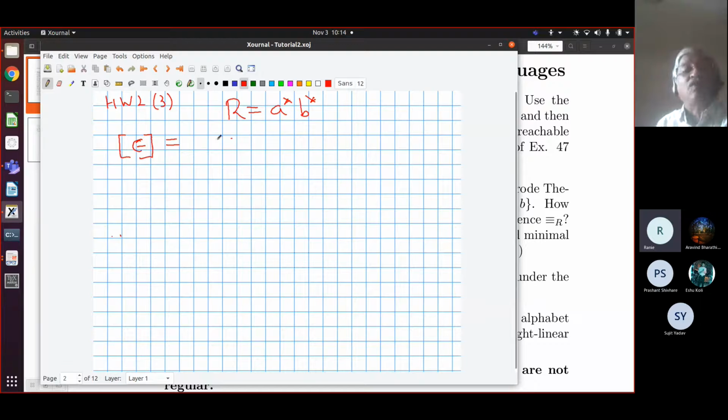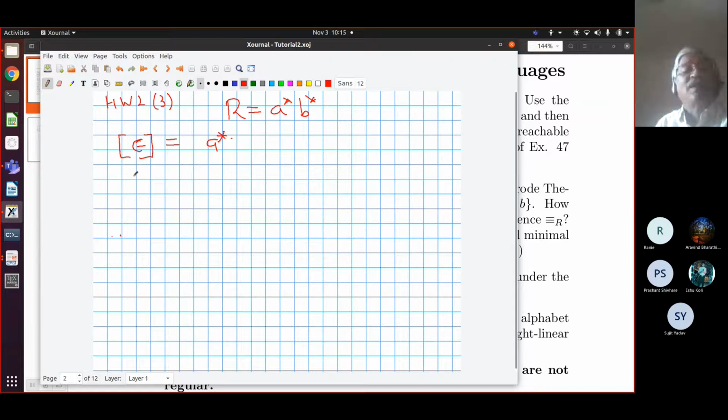So basically, what will be the equivalence class of epsilon, Arvind? Can you guess? Sir, notationally I don't know if it's correct, but I wrote A star, which falls in the same class. A star, right? So we can write A star itself, because it's a set of strings. So the equivalence class of epsilon is this set of strings.